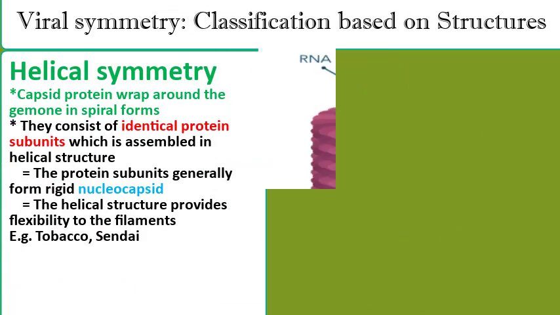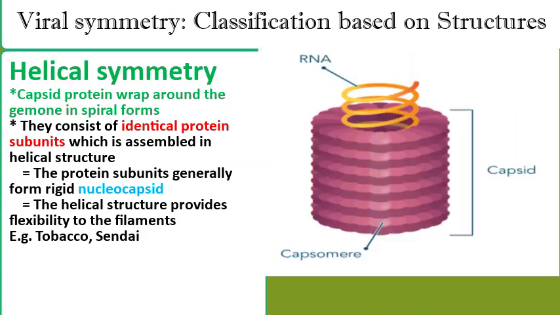Viral symmetry, classification of viruses based on their structures. Viral symmetry refers to the structural arrangement of proteins in the capsid that surround virus's genetic material. Let us see helical symmetry. The capsid proteins wrap around the viral genome in a spiral or helical arrangement, forming a rod-like or filamentous shape.